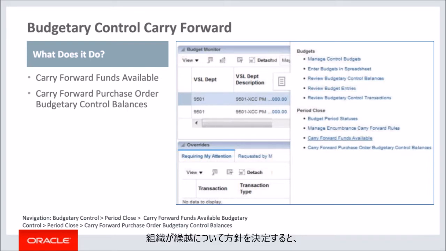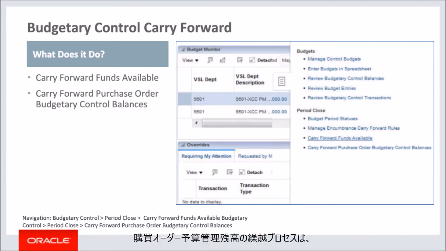Once your organization decides upon your carry forward objectives, the set of budgetary control carry forward processes can be used to meet those objectives. Use the Carry Forward Funds Available process to carry forward unused budget amounts from one control budget to another, selecting the budget periods in which the funds are moved. Also control what budget accounts are eligible for carry forward by using the budget account filter. Funds are imported into the new budget period either as the initial budget amount or an adjusted budget amount, depending on whether the period status is available for budgeting or open.